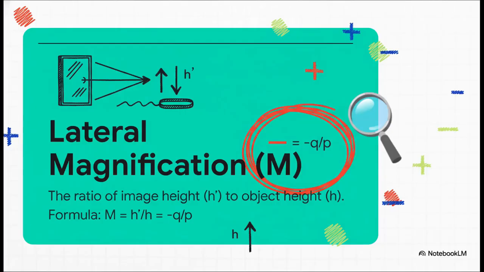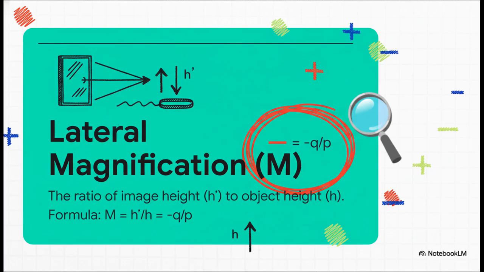So here's the formula for magnification, M. It connects the image and object heights, and also their distances. But here's what I really want you to notice. Look closely at that formula. M equals negative Q over P. Yep, that minus sign, it is not a typo. Forgetting that sign is probably one of the biggest mistakes students make. It's the essential little link that connects all our distance rules to our orientation rules.